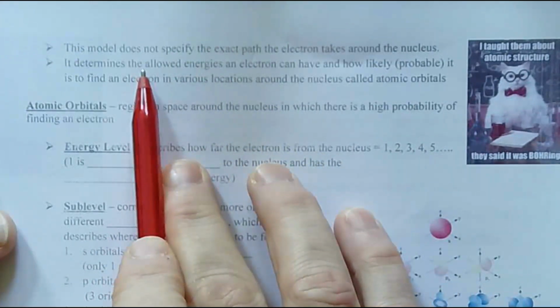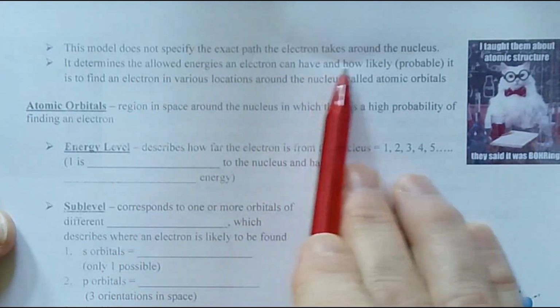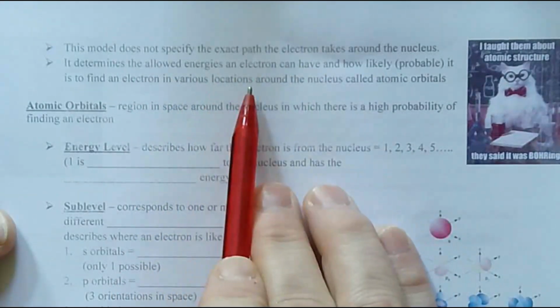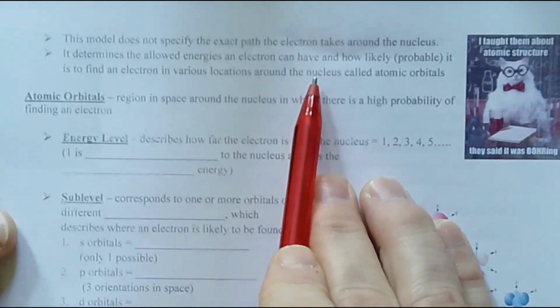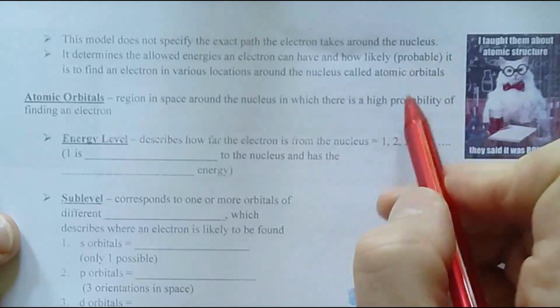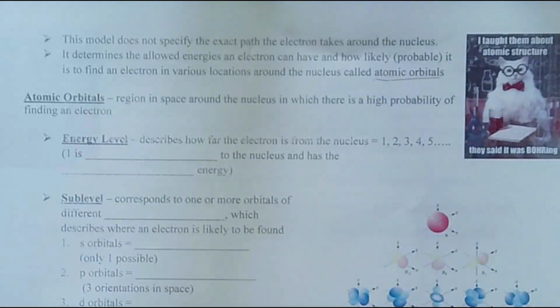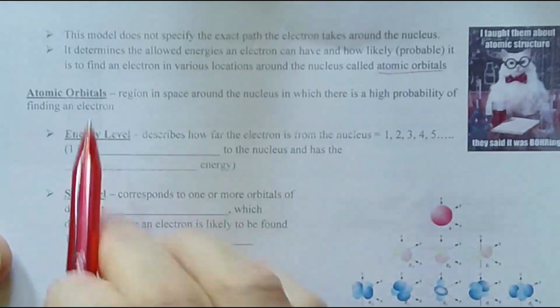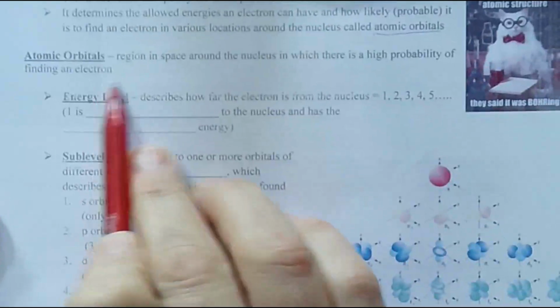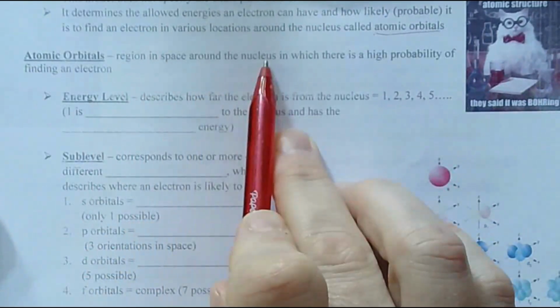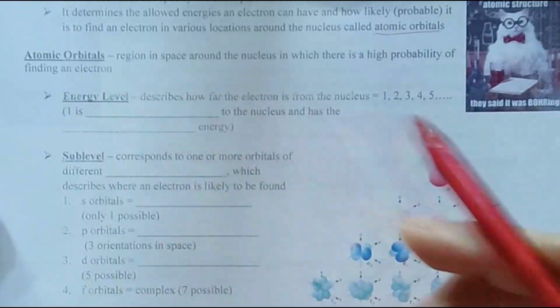Instead, it describes the allowed energies an electron can have and how likely or probable it is to find an electron in various locations around the nucleus. Instead of energy levels, these are called atomic orbitals, where electrons in a particular energy level are able to be found. An atomic orbital is just defined as a region in space around the nucleus in which there's a high probability of finding an electron.